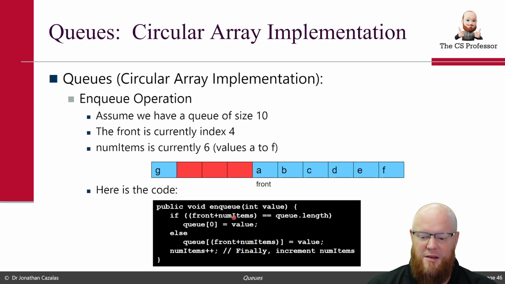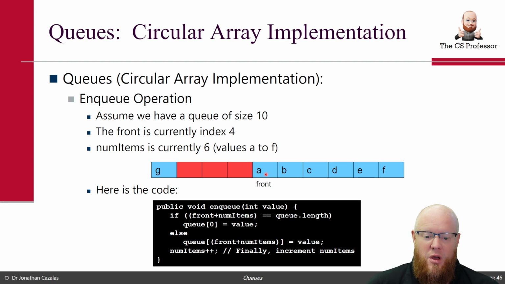Let's look at the code. So here, if front plus num items equals Q dot length, the value is going to get saved at index 0, because index 0 is now where we're going to be saving that new value. But else, the value is going to get saved where? It's going to get saved at front plus num items. So this code looks like it works pretty nicely, except what about when we're now wrapping around? It still doesn't work. It only takes care of the situation when we've reached the end and we have to come insert the value at index 0.